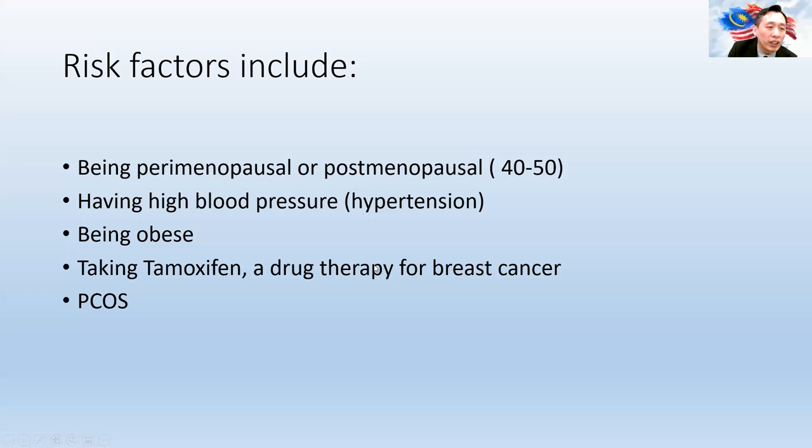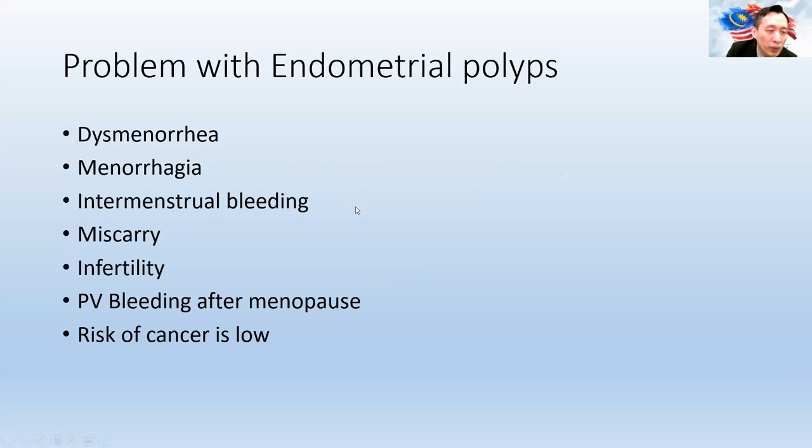So risk factors are perimenopause, age of 40 to 50, patient having high blood pressure, obese, patient on tamoxifen due to breast cancer therapy, polycystic ovarian syndrome. Problems with endometrial polyp: dysmenorrhea, menorrhagia, intermenstrual bleed, miscarriage, infertility, and also bleeding after menopause. The risk of cancer actually is very low.